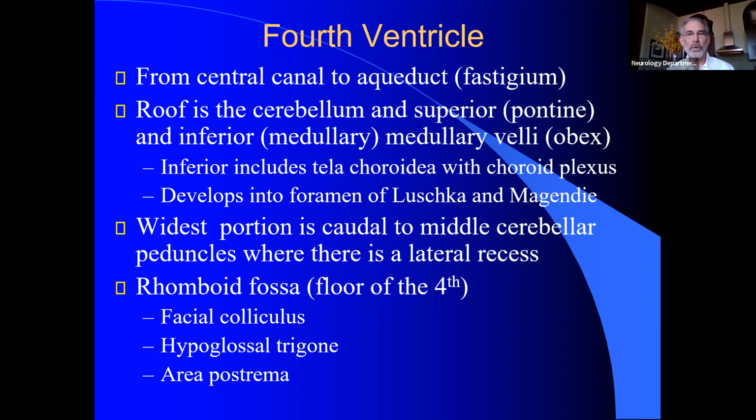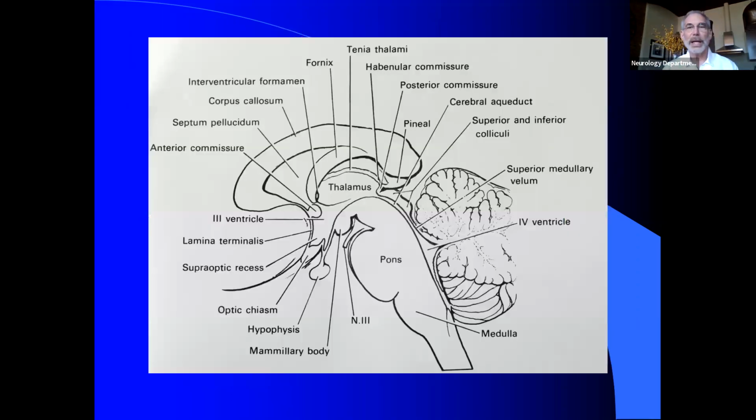The widest portion of the fourth ventricle is immediately caudal to the middle cerebellar peduncles and has a lateral recess. We'll look at that. We've already looked at this, but if you pull off the cerebellum and the velum, then you end up looking down into the floor. And like I said, we've already dealt with that.